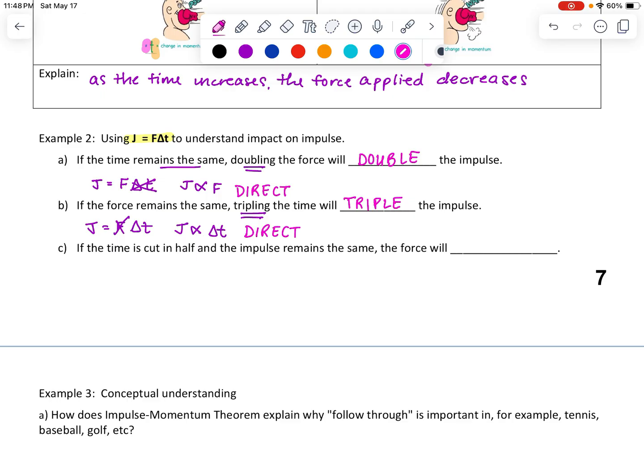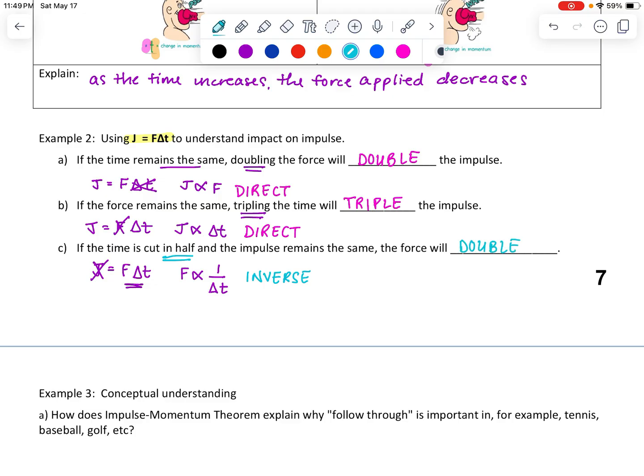Okay. The last one, right, what we see is if time is cut in half and the impulse remains the same. So notice F delta T, these guys are now on the same side of the equation. So if we would solve and set those proportional to each other, it would end up being F is proportional to 1 over T. This is an inverse relationship because they are on the same side of the equation, multiplied by each other. So if the time is cut in half, that means my opposite happens and the force will double.